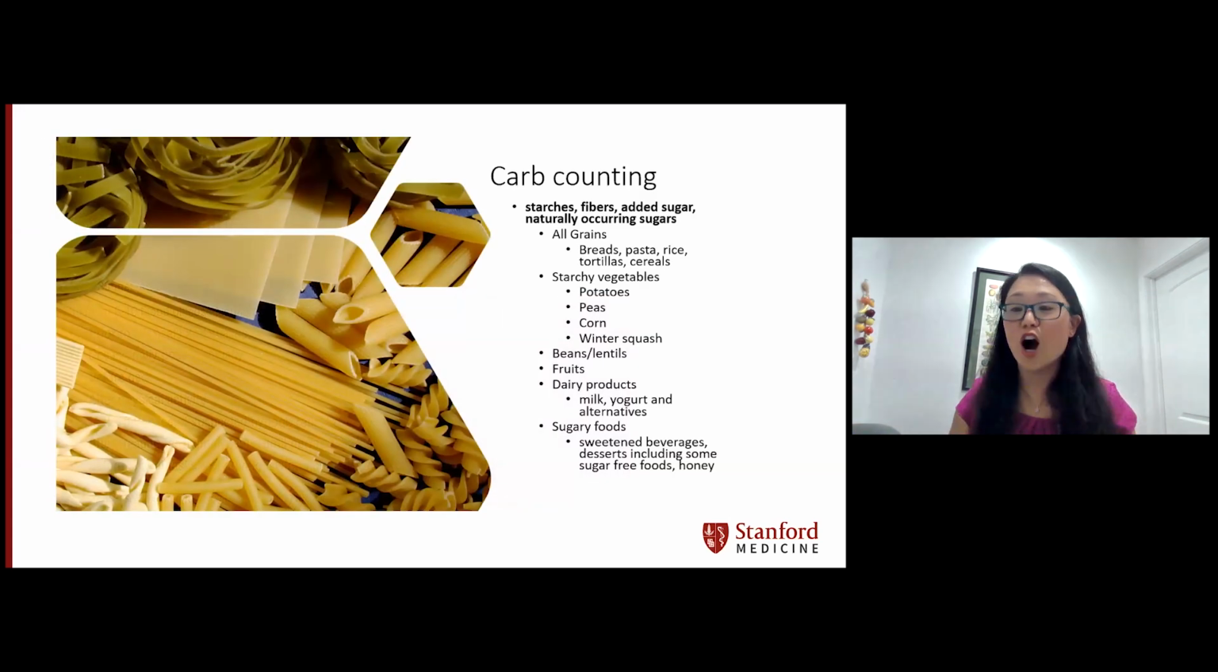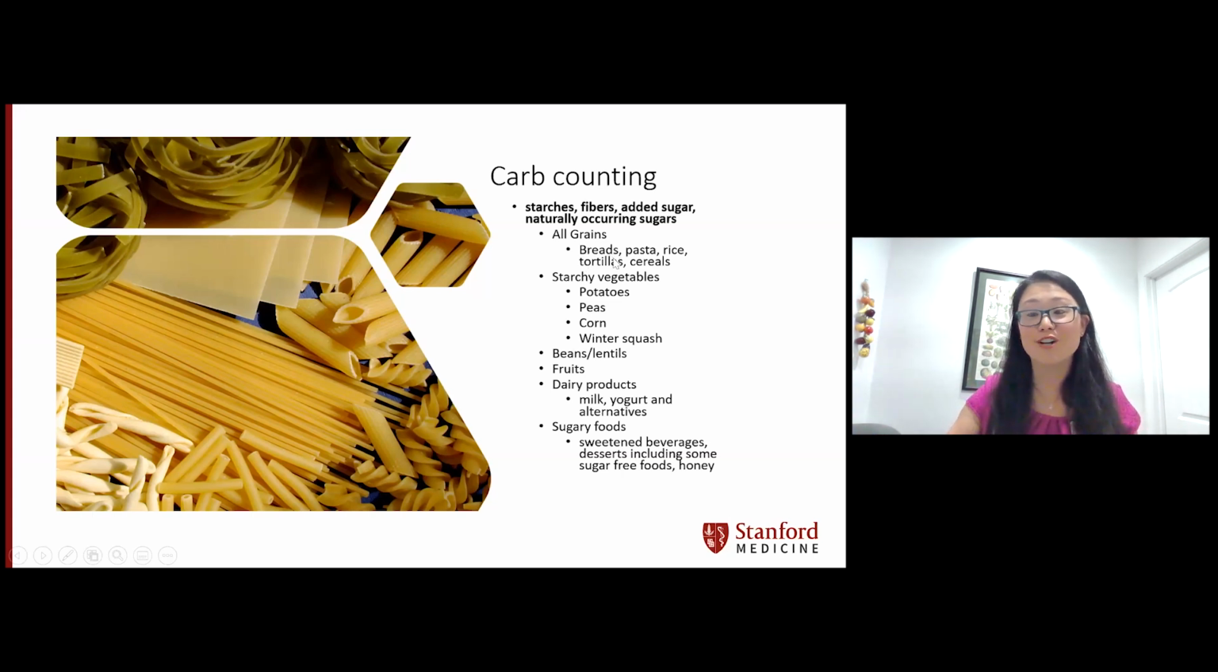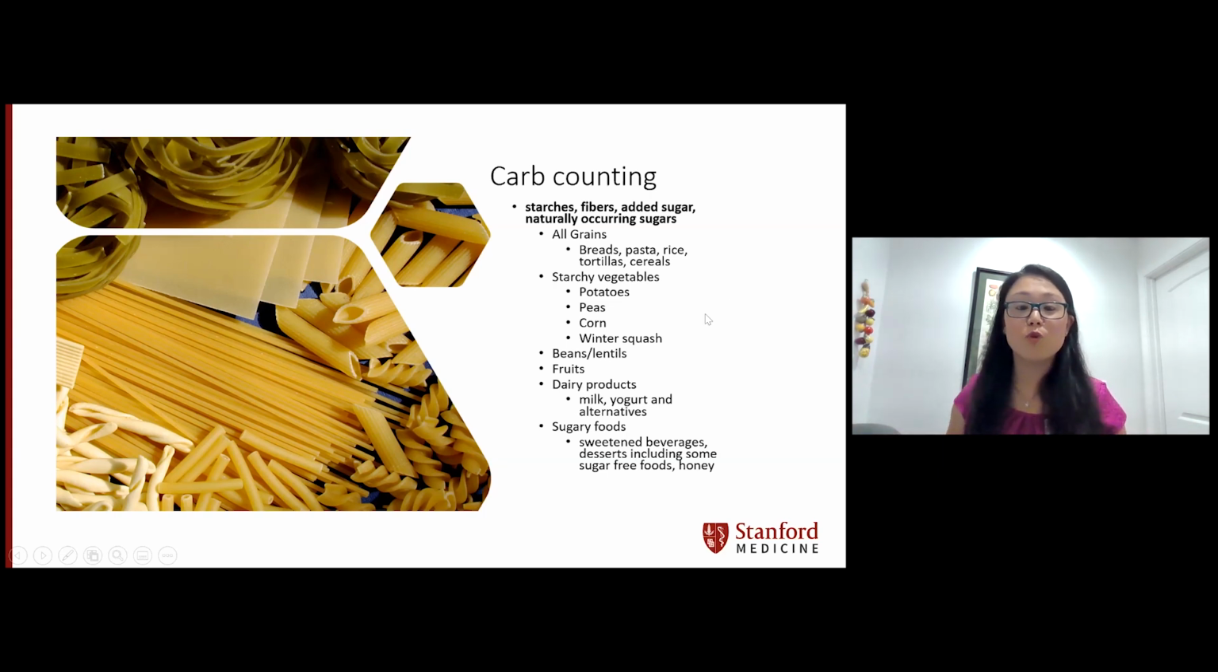I'm a dietitian, so I always have to put in this carb slide. I just want to make sure that everybody's on the same page of knowing when we're talking about carbohydrates, what we're talking about. So definitely all grains like breads, rice, pasta, tortillas, cereals, also starchy vegetables. This is a big one: potatoes, peas, corn, winter squash like butternut squash. These also all have more carbohydrates, beans and lentils, fruits, dairy products, and then of course sugary foods.